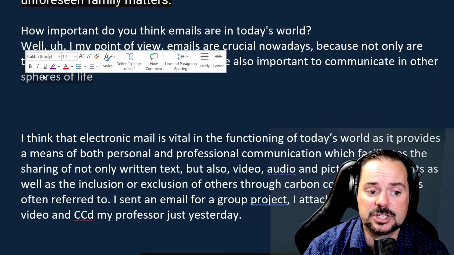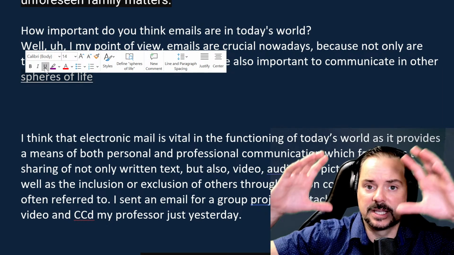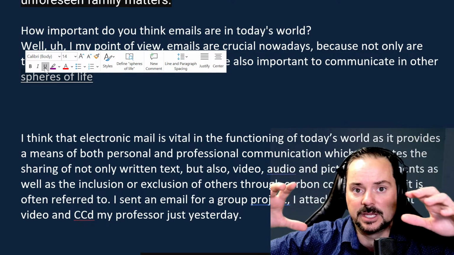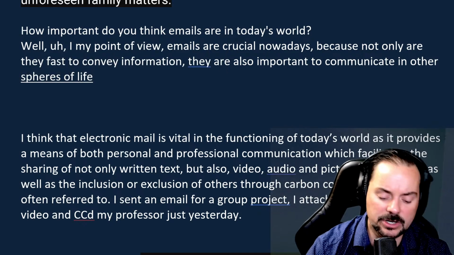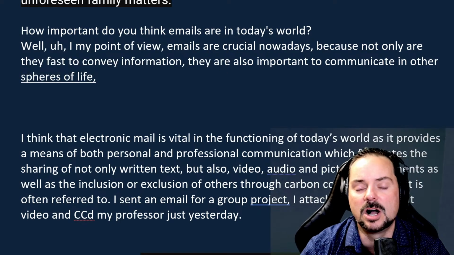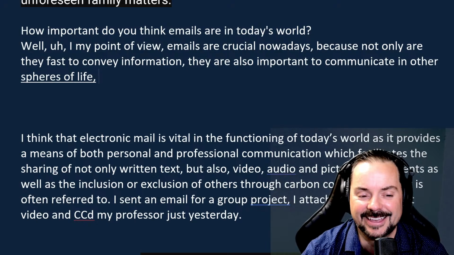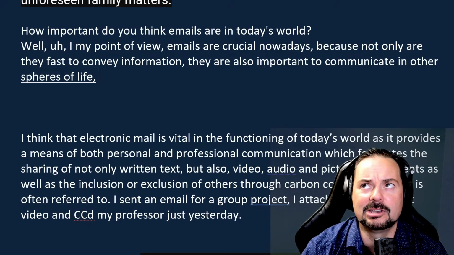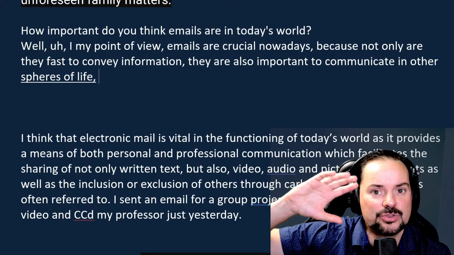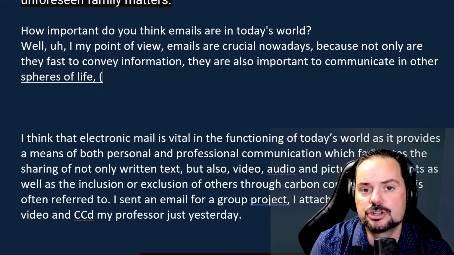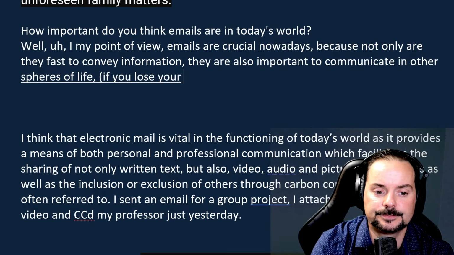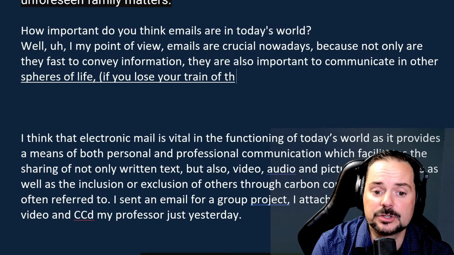That was a really nice expression, spheres of life. Spheres of life means like categories of life, like family, work, education. So other spheres of life. And then here at the end, you kind of got a little lost about what you should say. Okay, you were like in family and for friends, and I could tell like you kind of lost your train of thought near the end. Okay, if you lose your train of thought, this happens to a lot of people. Yeah, it usually happens to me.